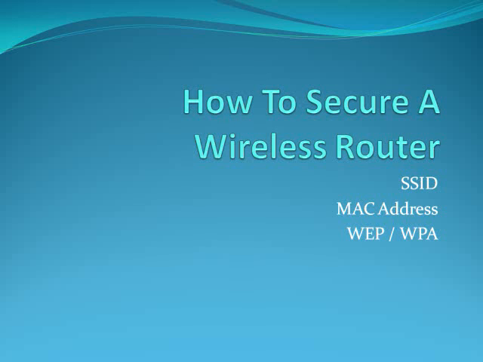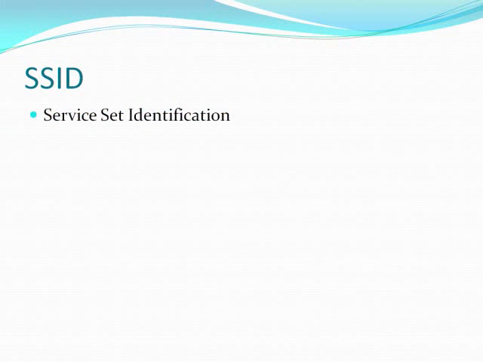Welcome to Learn How to Secure a Wireless Router. Some of the things we'll be talking about include SSID, MAC address, WEP, and WPA. SSID is Service Set Identification. Basically, it's the name of your router that's broadcast to identify it.